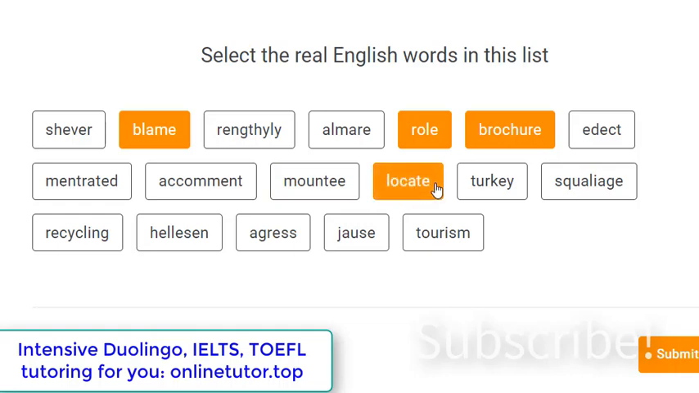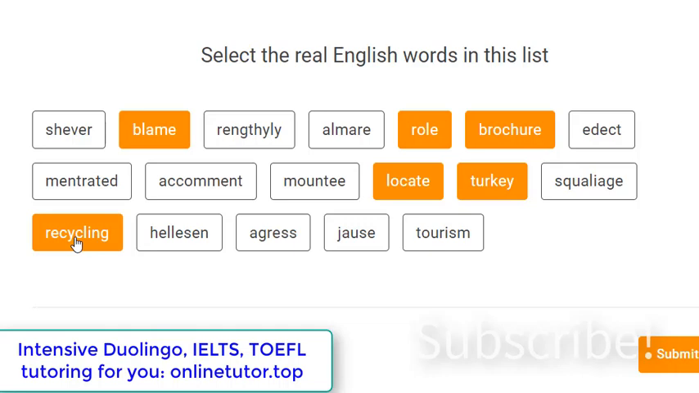Locate, yes. To locate means to place something somewhere, to put it in some location, yes. Or probably to find, to detect something. Turkey, yeah. Either poultry, such a domestic bird, let's say something like that, that we eat. Or turkey, but Turkey, a country, would be with the capital T, so it's not that. Okay. Squalage, no. Recycling, yes. To recycle, recycling. To use something again. Okay, let it be like that.